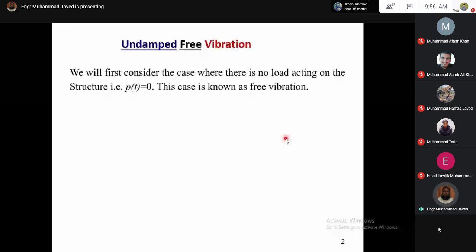And when the free vibrations occur in undamped systems, then the vibrations are known as undamped free vibration. Now the general format for equation of motion of single degree of freedom system is mu double dot plus cu dot plus ku is equal to p of t. In case of free vibration, p of t is 0. If the system is undamped, c is 0. And the equation of motion is reduced to this form.